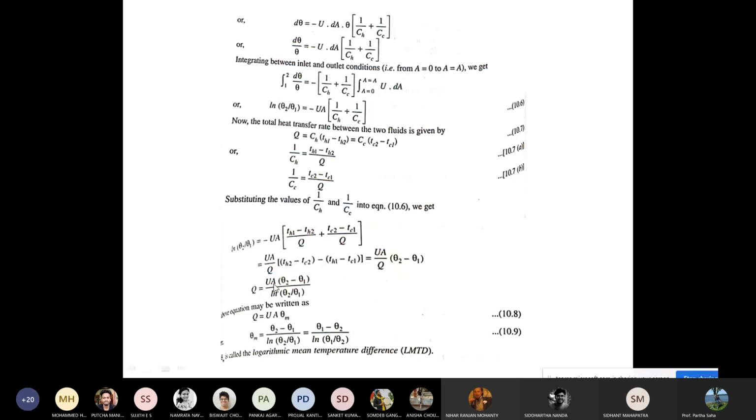Finally q becomes UA (θ2 minus θ1) over ln(θ2/θ1), and this expression can be represented by q equal to UA θm. That was the original equation we have already discussed, right? One slide back. So you can see that the mean temperature difference θm can be represented by this, and this is known as the logarithmic mean temperature difference. Okay, so that's the derivation. You can derive this similarly for a counter current heat exchanger, and you'll get the same final equation.